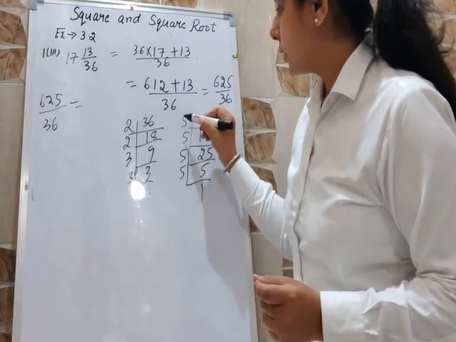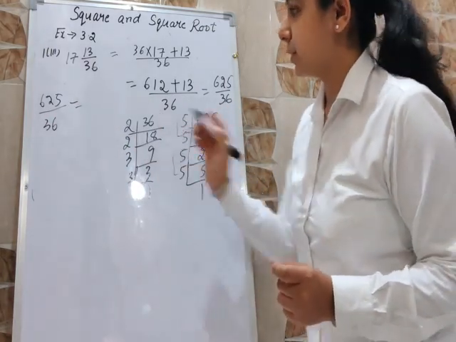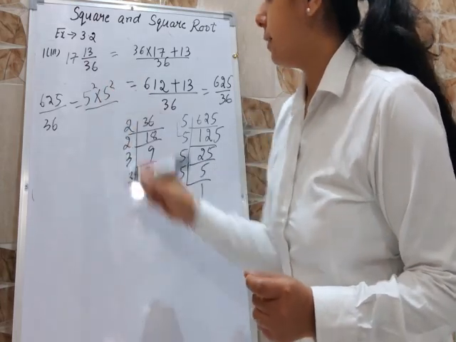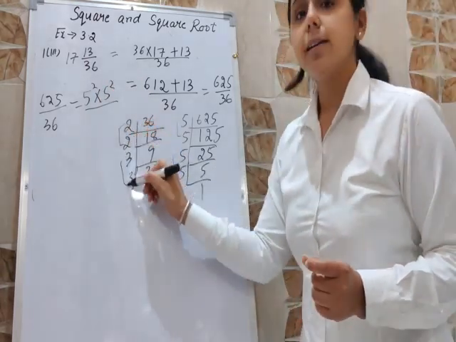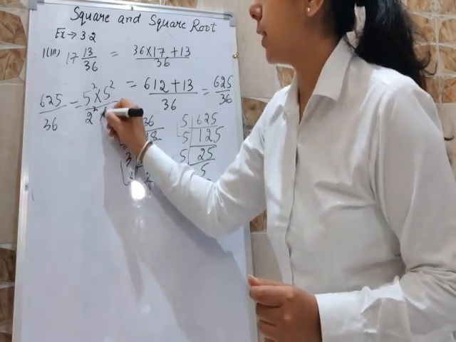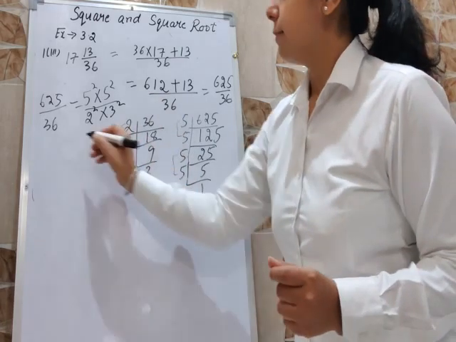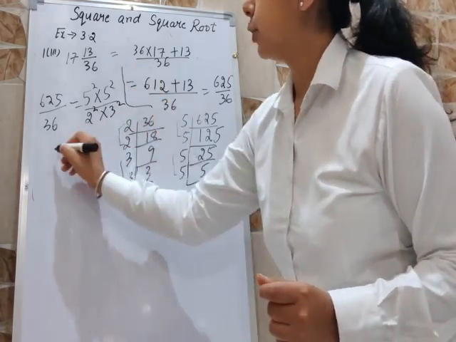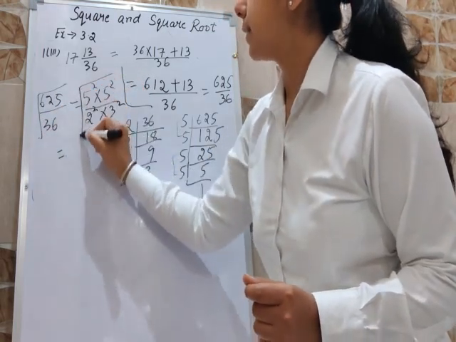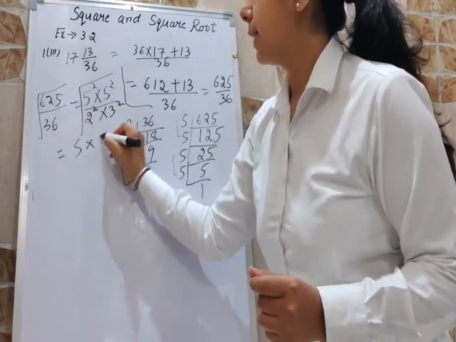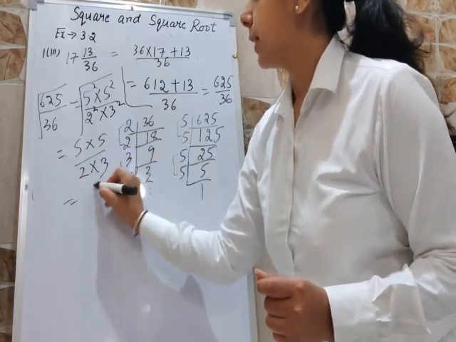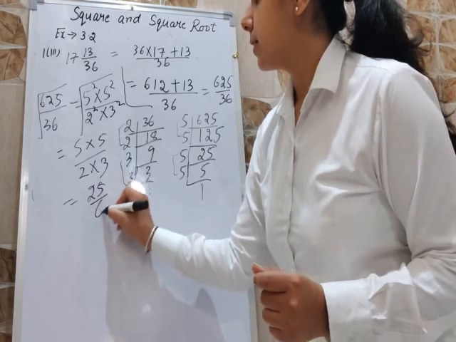What will you get here? 5 square and 5 square, divided by 2 square multiply 3 square. By taking the square root, because I need to find the square root here, you will get 5 multiply 5 and 2 multiply 3. You will get 25 by 6.